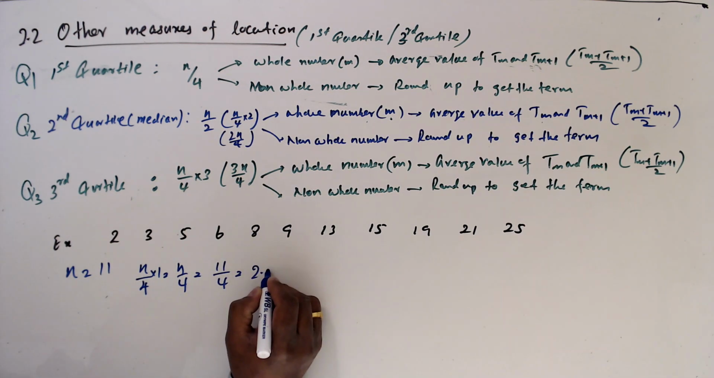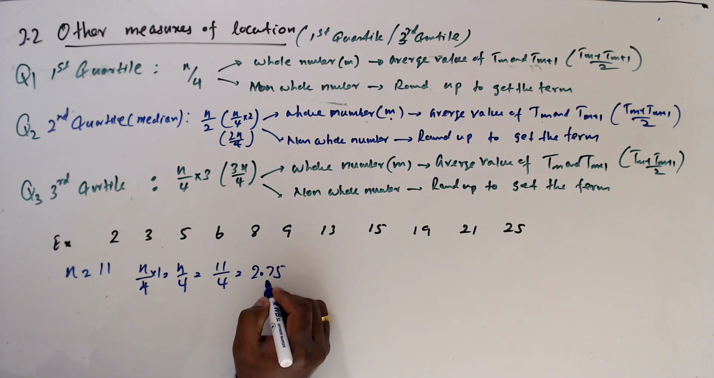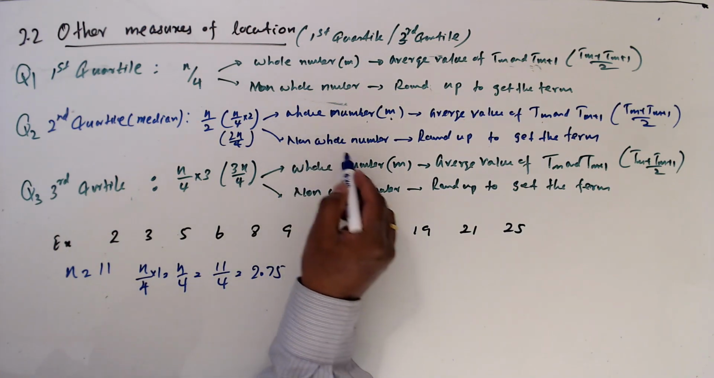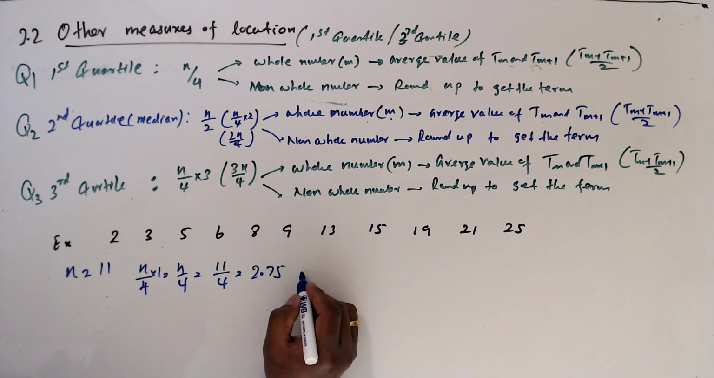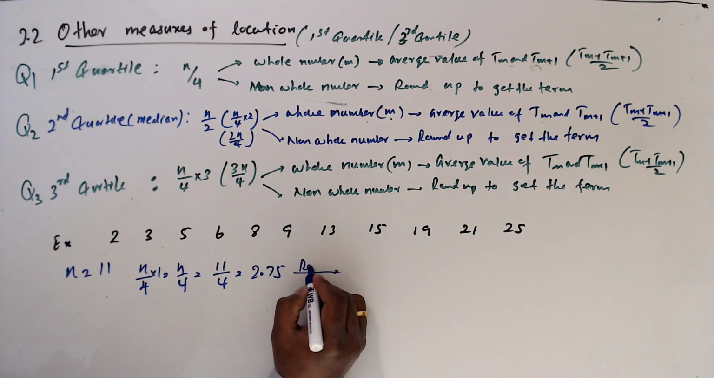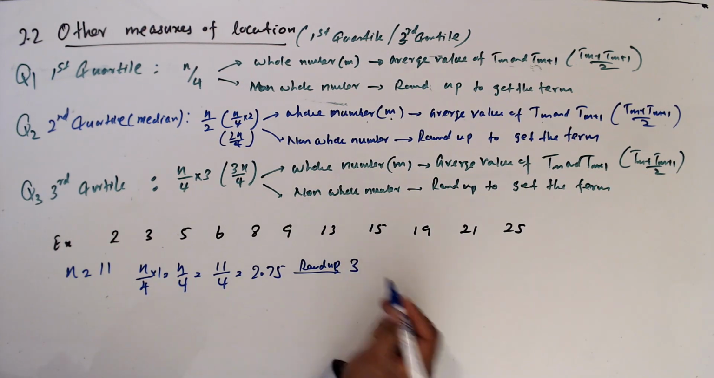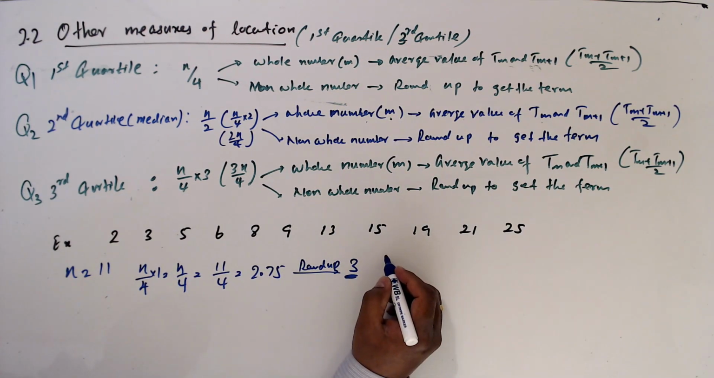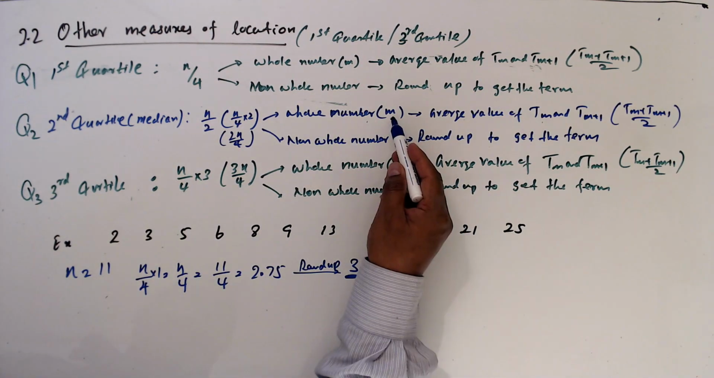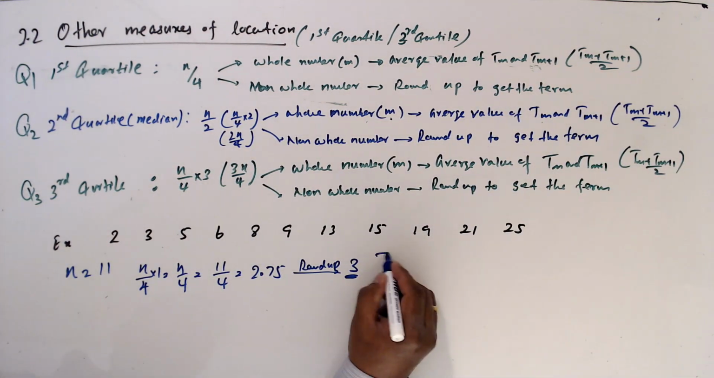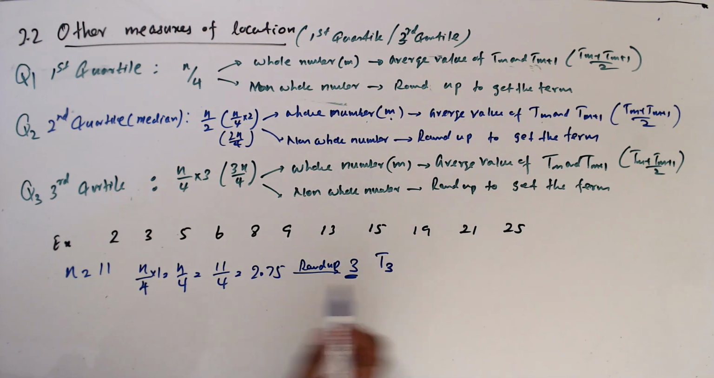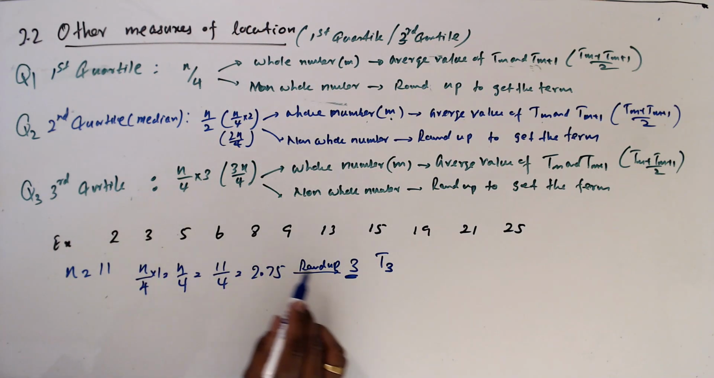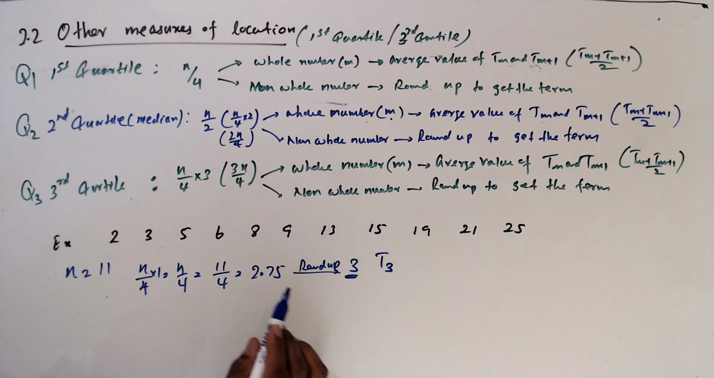That will give 2.75. Is it a whole number or non-whole number? It's not a whole number. So then you have to round up to 3 and take that term. Did I take m here? No, I take term 3. Now, what is term 3? The first important thing is that the data has to be in ascending order. Yes, I wrote this in ascending order.